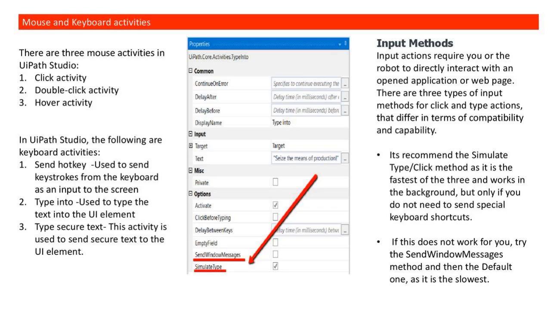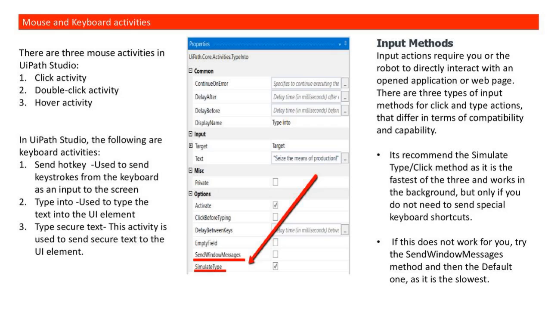We identified there is a button that needs to be double clicked, right? For this, there are three activities available in UiPath. First is Send Hotkeys. Second is Type Into. Third is Type Secure Text.